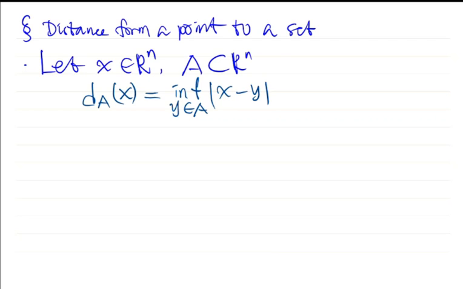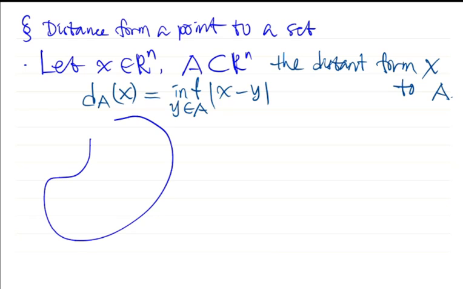Okay, we have this number d_A(x). This is called the distance from x to the set A, from x to A.